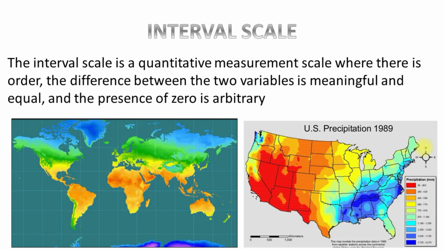Interval scale. The interval scale is a quantitative measurement scale where there is order. The difference between the two variables is meaningful and equal, and the presence of zero is arbitrary. One type of interval scale is temperature or precipitation values. They are both described with numbers, right? See here, mostly integer values. Zero here is also arbitrary and can change. The difference between two variables here is meaningful, and all your data scale is divided into classes with a certain interval, and each class is represented with quantitative measurements.